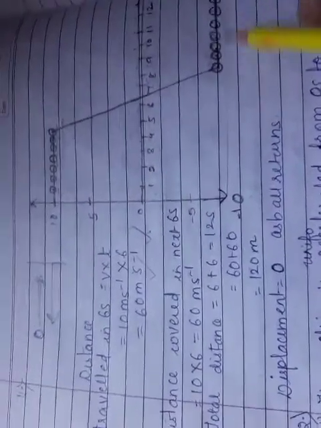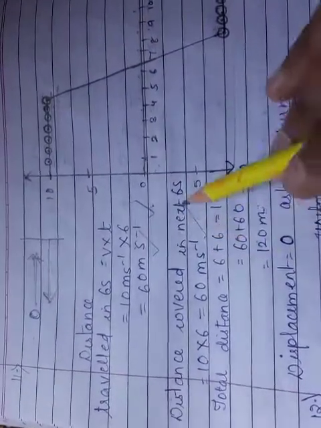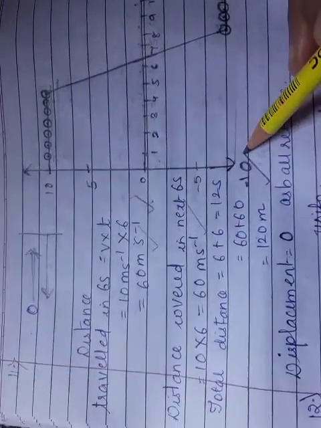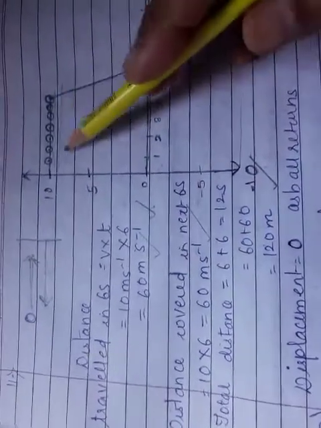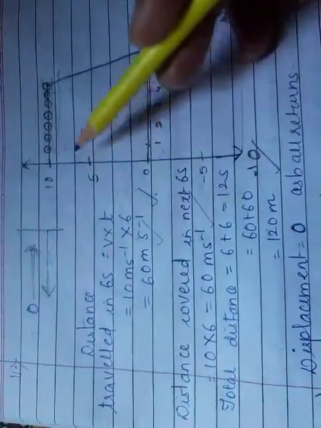The same thing, 10 into 60. So 60 meter per second. So total distance will be how much? 120. Are you understanding here? 10 meter per second is the velocity, timing is 6 seconds, so 60 meters, this part.